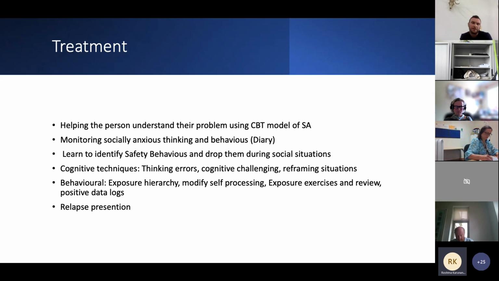Cognitive techniques and behavioural techniques are really important, and I'm going to talk about this next. Once a person has the foundations of understanding, the next thing I want to do is help them understand that maybe some of their thinking hasn't been entirely true. Maybe there are certain thinking errors that the person has been making for a period of time, or things they're misinterpreting. The next thing we might do is help the person to challenge some of their thoughts. So errors first, then challenging, and then reframing situations and how the person sees them.